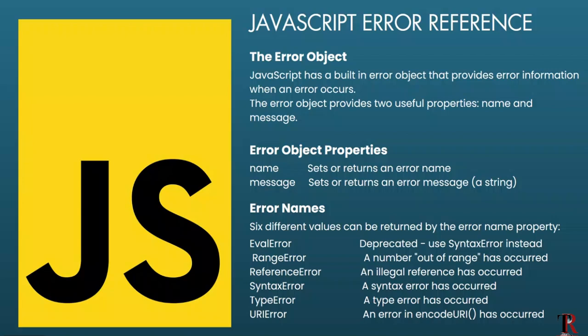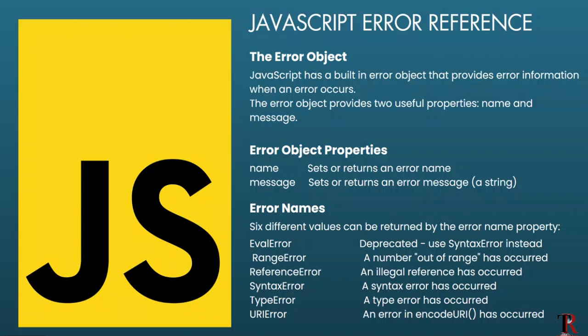All of these things, JavaScript already made provisions to handle them so that you can see where something goes wrong in your code, especially when the output you are getting is not the same as what you expect to get after the execution or runtime. It's for this purpose that JavaScript provides a built-in error object that provides error information when an error occurs. The error object provides two useful properties, and the first one is name and the second is message.